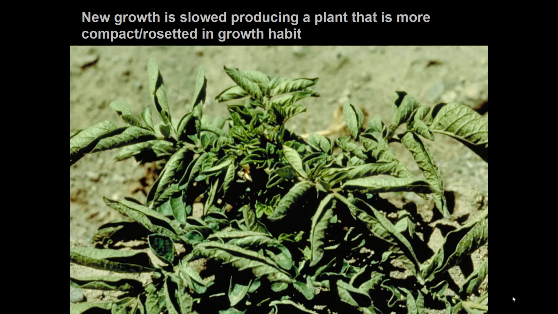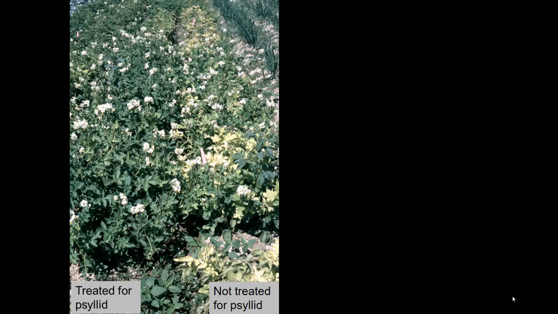You might get some twisting. There's a couple other things that can cause twisting, but usually the growth stops or the new growth is small. So you might have a compact, smaller plant, a little more tight, a little more rosetted growth. And the big thing is not what happens to the above ground parts, the foliage, the plants, but what it does to the part of the crop we're trying to take for yield.